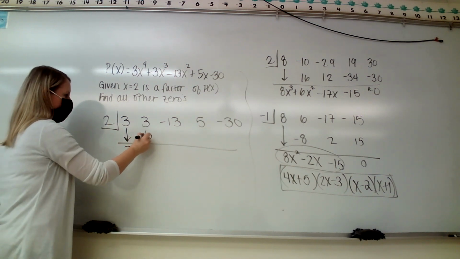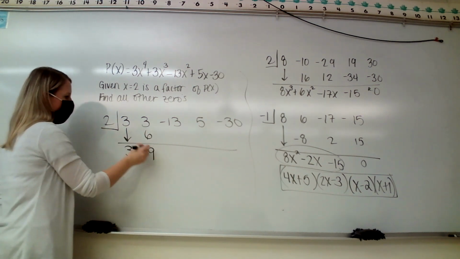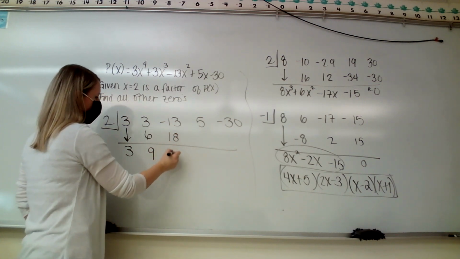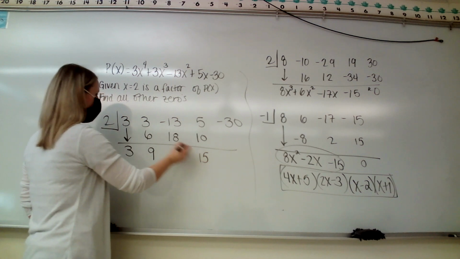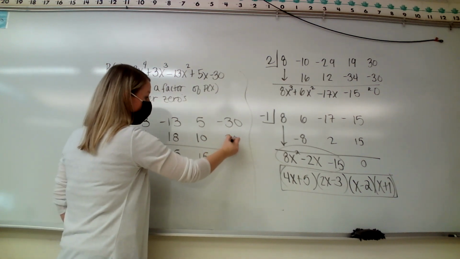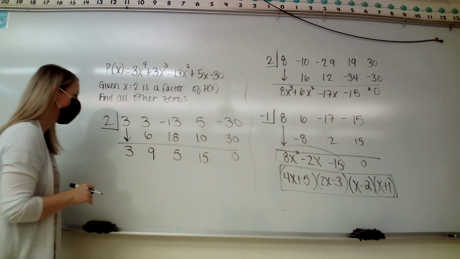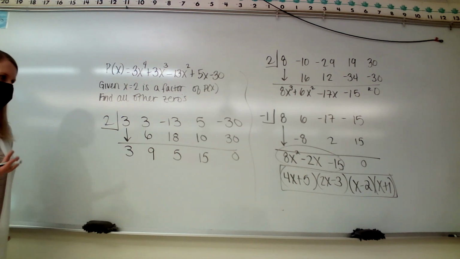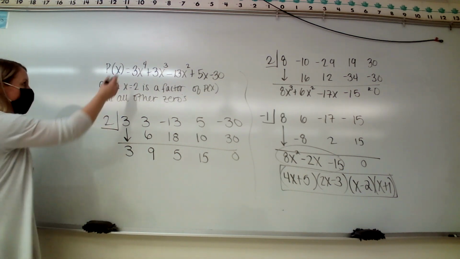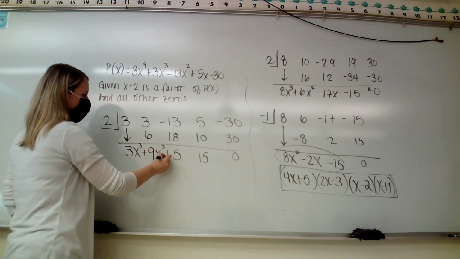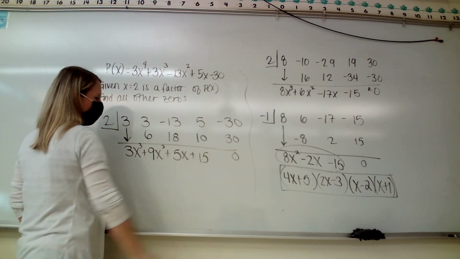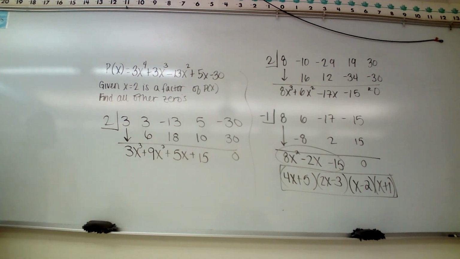So what do we get? 6, is 9, is 18, is 5, is 10, is 50, is 30, is 0, which makes sense because it is a factor. And that was all that was given to us. So what are we left with? This would be 3x to the third plus 9x squared plus 5x plus 15. Once again, I don't really need the remainder because it's 0. Whereas before we'd be like, oh, we have another factor, we can plug it in. We don't have another one.